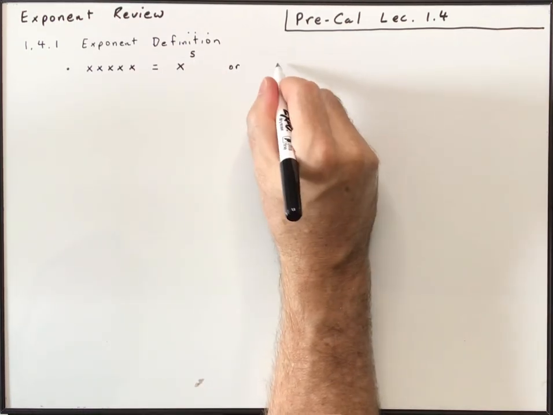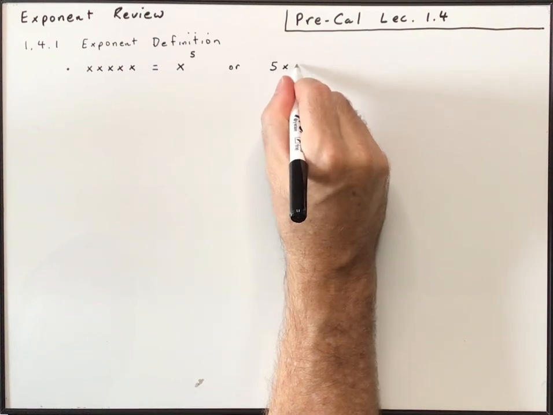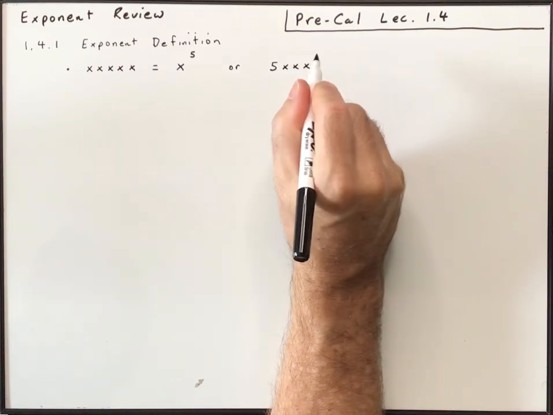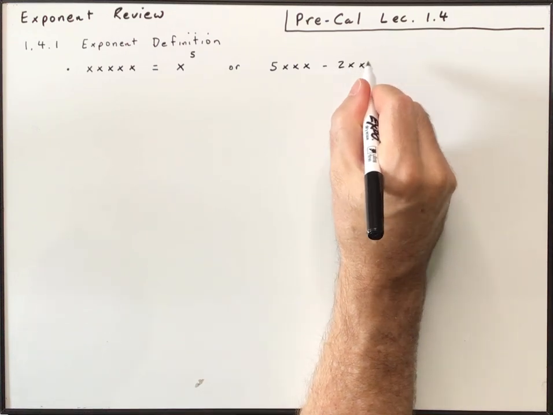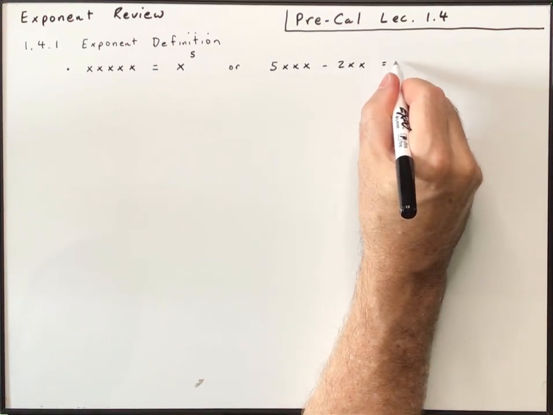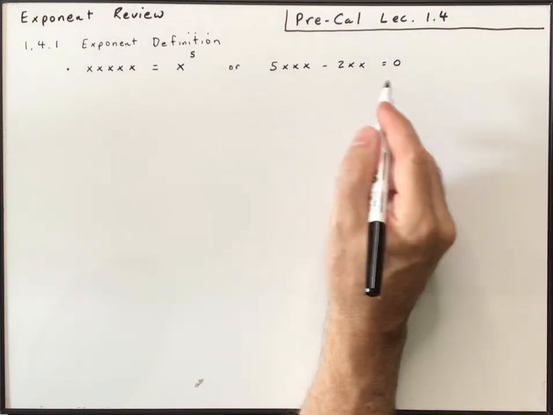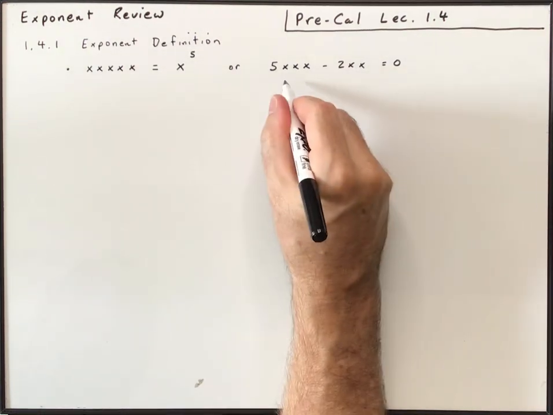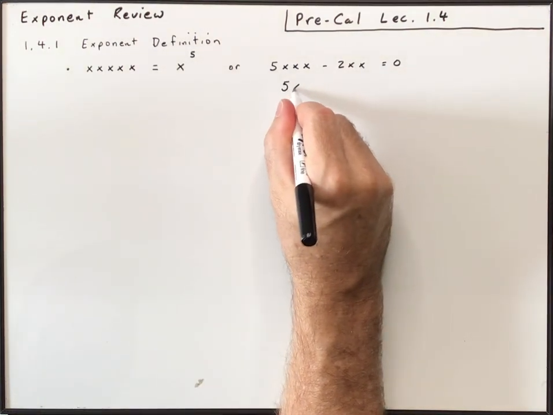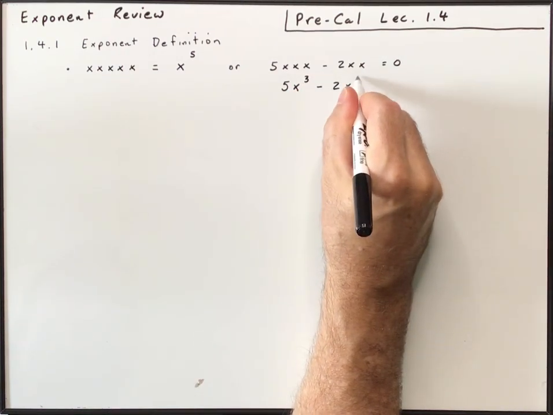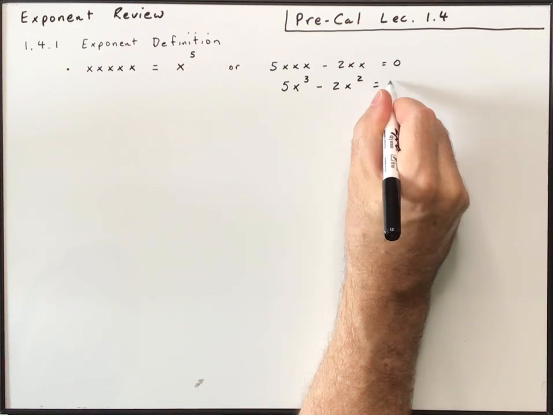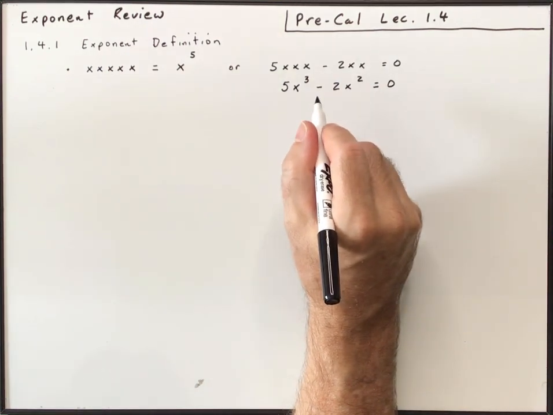Let's say we have 5 times x times x times x minus 2 times x times x equals 0. What would be a more efficient way to write that? Well, how about 5x cubed minus 2x squared equals 0? Okay, so that's a better way to write it.